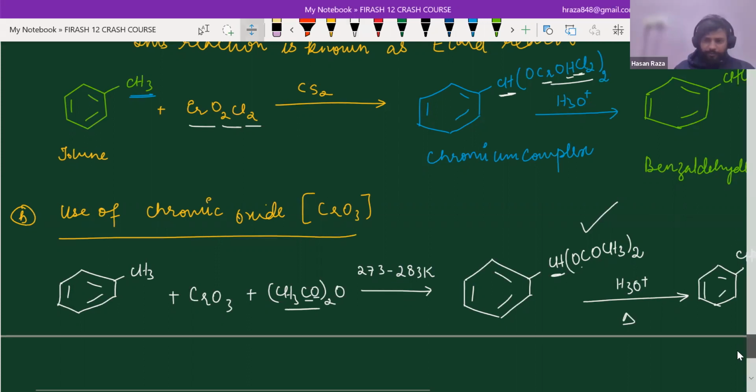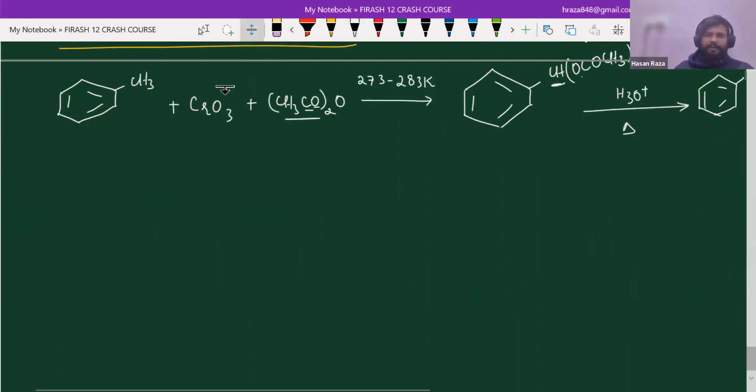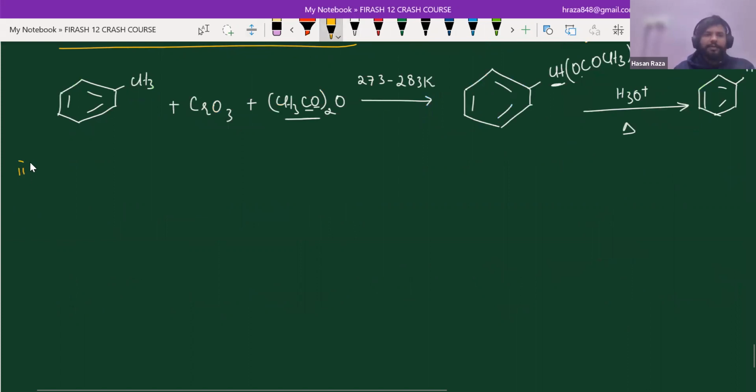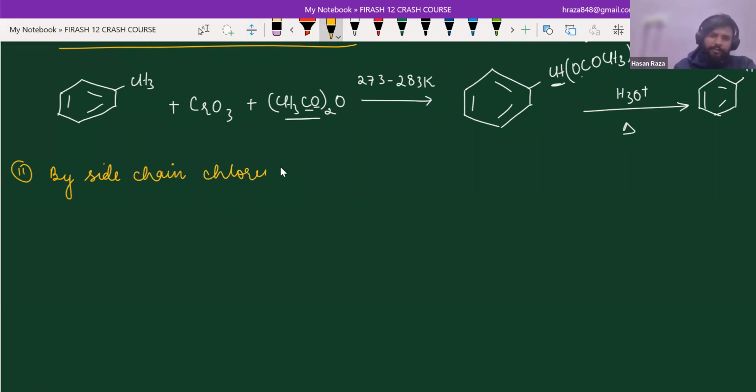Now the next method is basically by side chain halogenation. So write this: by side chain chlorination, followed by hydrolysis. It's very easy. You can say if you have toluene or methyl benzene.